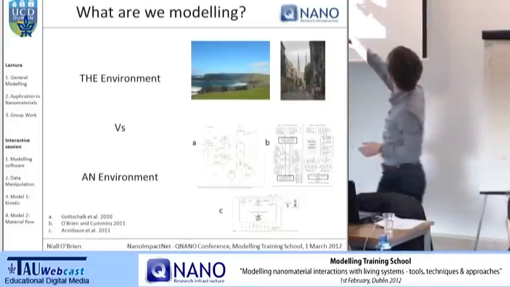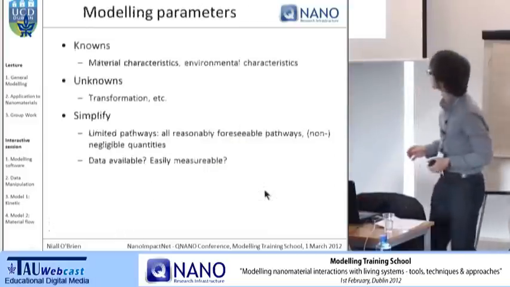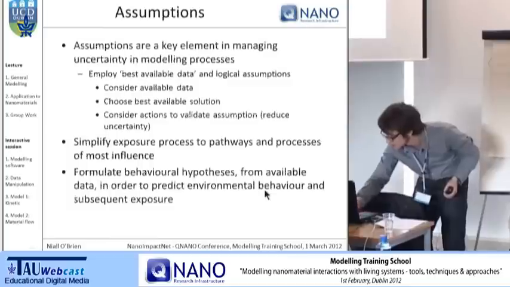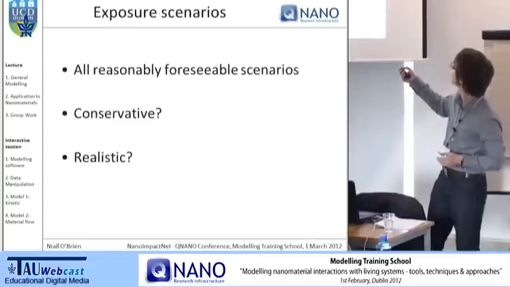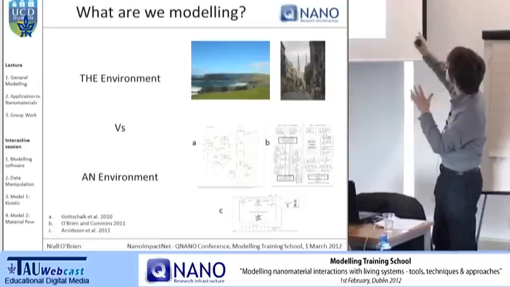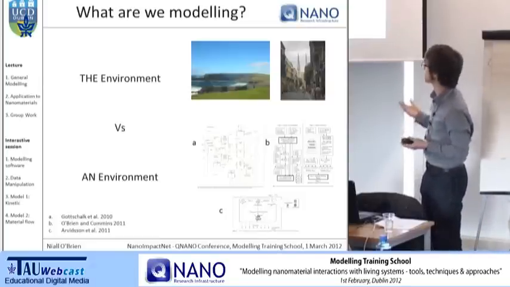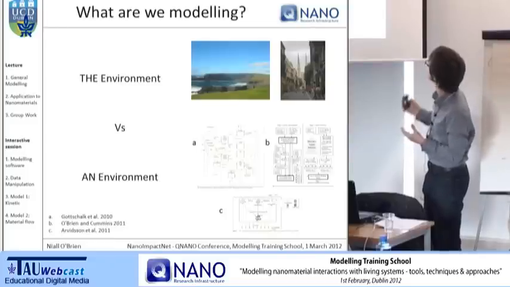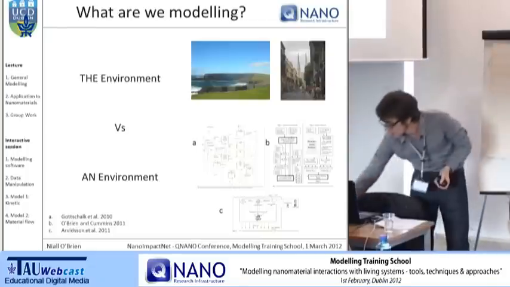You can see here, from literature, Gottschalk et al., O'Brien and Cummins, Arvidsson. It's a little difficult to see, but these show the different elements of interest in each of the models they produced or looked at. It's a simplification of the environment you can see at the top of the screen.